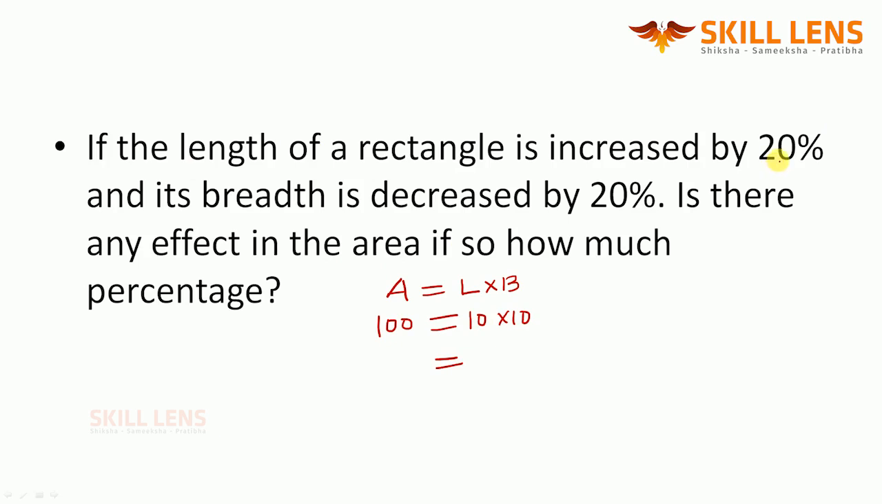What happened to my length? My length got increased by 20%. So on 10, 20% extra. Sorry, this is not 100, this is 10 only, right? On 10, 20% is 2. So 2 extra, so I can write 12. For breadth, 2 decrease, so I can write 8. So 12 eights are 96. Initial area is 100, new area is 96.